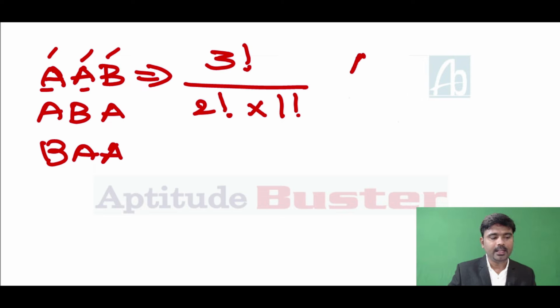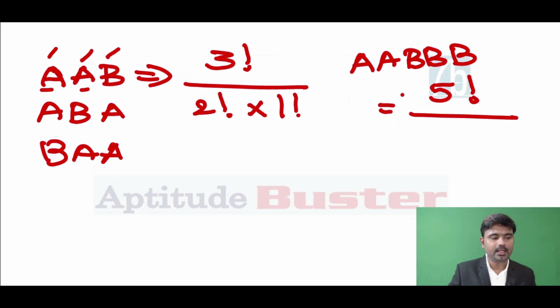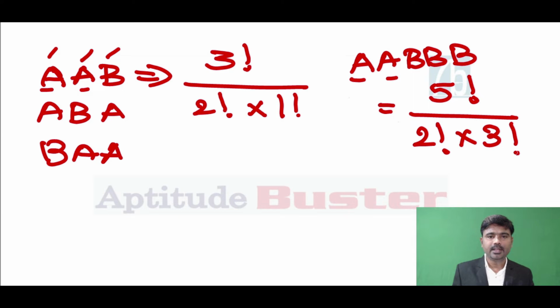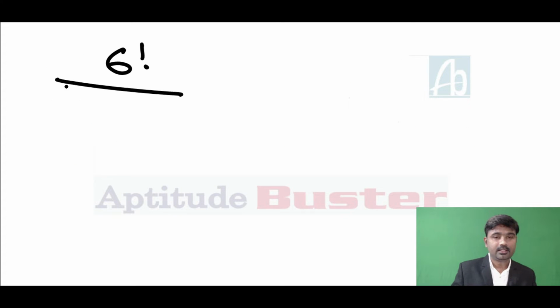Next example, if I write A, A, B, B, B. How many ways can these 5 letters be arranged? Very simple. 5 letters are given, so 5 factorial divided by, here 2 A's are same, divided by 2 factorial. Here 3 B's are same, divided by 3 factorial. That's very easy to understand. Here I'll write the values: 6 factorial divided by 3 factorial into 3 factorial.